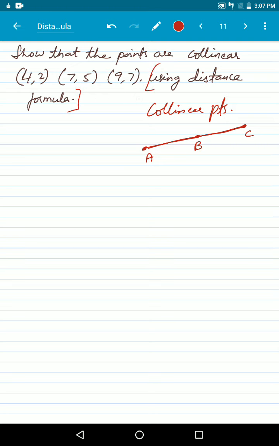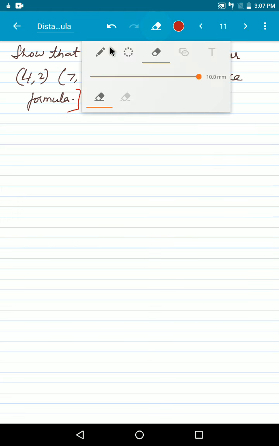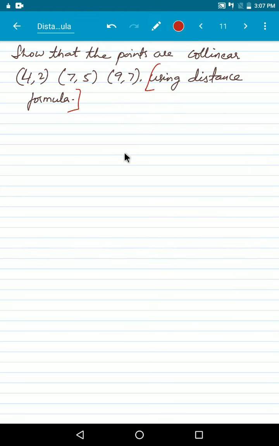Okay. Now what are collinear points? 3 points which lie on the same straight line. Like this, point A, point B, point C are collinear points. Okay. All right. We need to find the distance. Now, we need to prove that these are collinear points using distance formula. Let us take these as 4, 2 and 7, 5 and 9, 7. A, B and C.